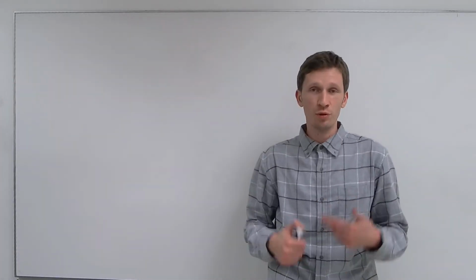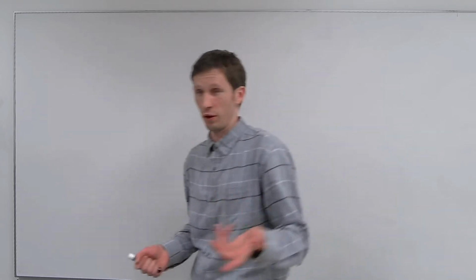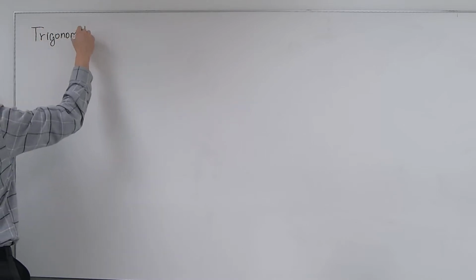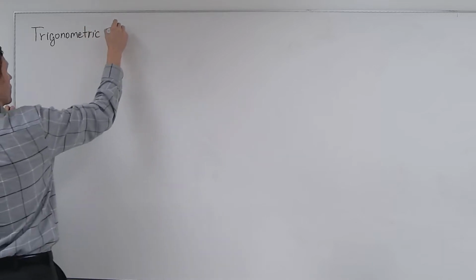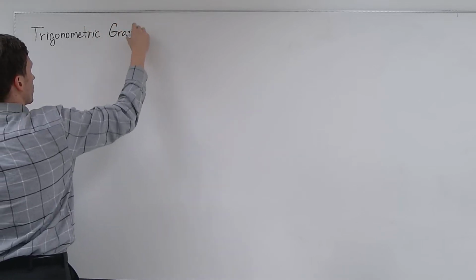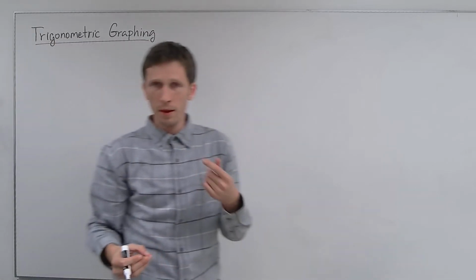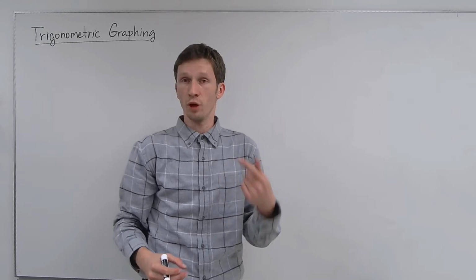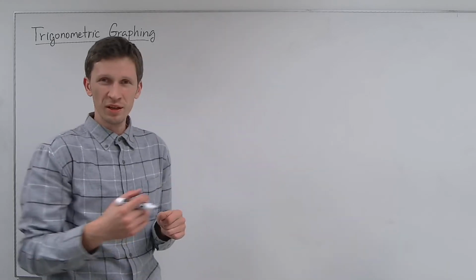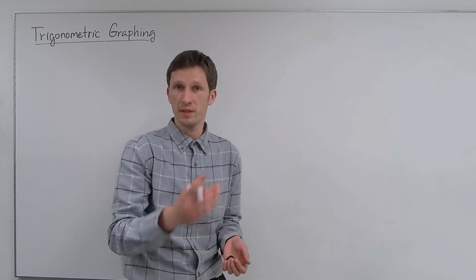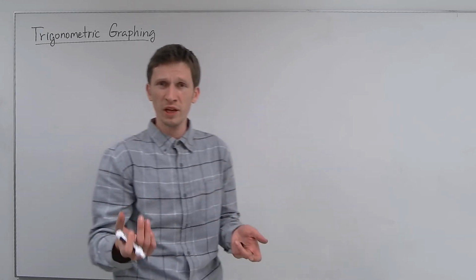Hello everybody. So let us discuss how to graph trigonometric functions, right? Trigonometric graphing. So what we're going to do is we're going to graph the functions sine and cosine, okay? Then we're going to look into secant and cosecant, and then we're actually going to finalize with tangent and cotangent. And let me show you, there's a relationship between each of those.